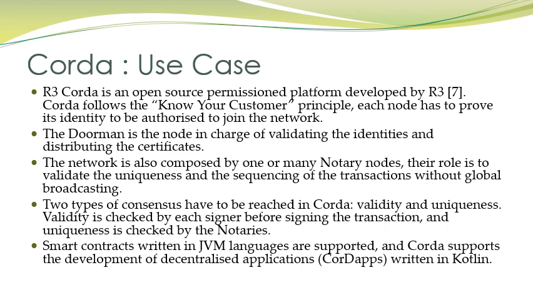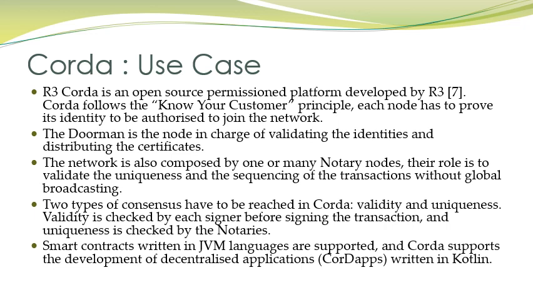There are two types of consensus that have to be reached in Corda: validity and uniqueness. Validity is checked by each signer before signing the transaction. So before signing the transaction, each signer will check the validity of the transaction, and uniqueness is checked by the notaries. The notary nodes will check the uniqueness of the transaction. Smart contracts written in JVM languages are supported, and Corda supports the development of decentralized applications written in Kotlin. So this is one of the use cases of this permissioned blockchain.